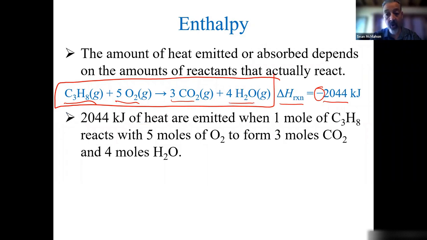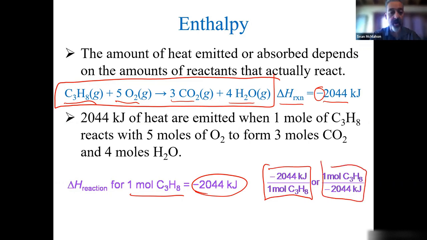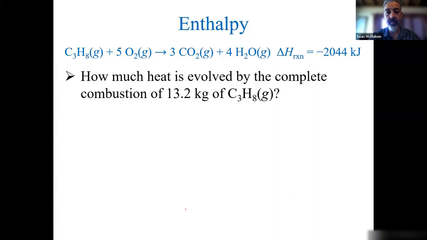So that's a mole ratio, right? So I can literally write, well, if 1 mole of propane is burned, it's going to release 2,044 kilojoules of heat. And I can actually make it a mole ratio. Or if 5 moles of oxygen burn in the presence of propane, then 2,044 kilojoules of heat will be released. How do I know it's released? It's negative, it's exothermic, and I can make a mole ratio. So why is that important? Well, I can do stoich.